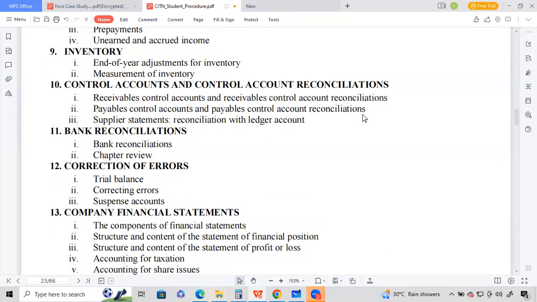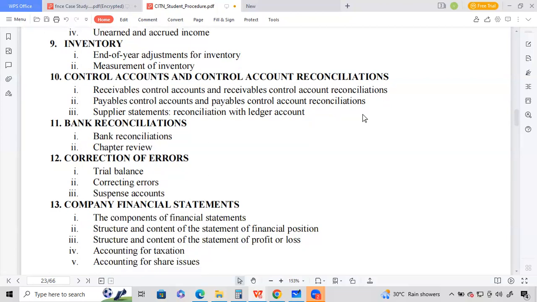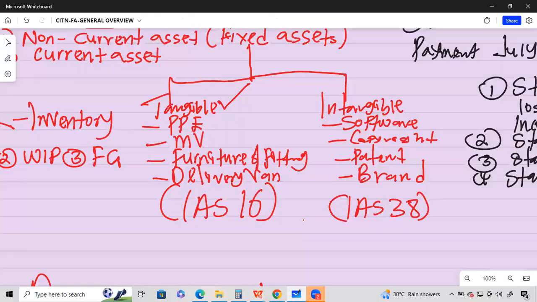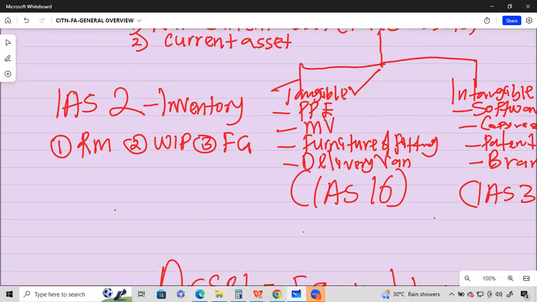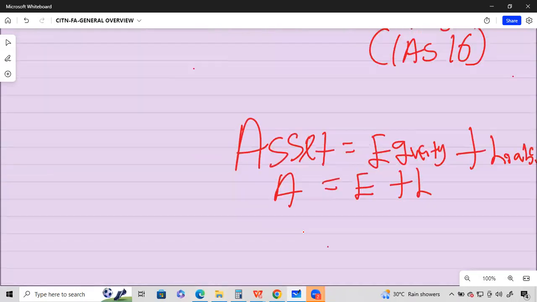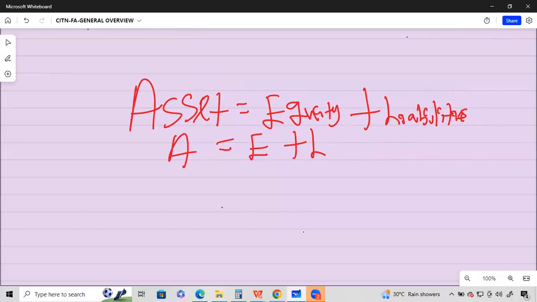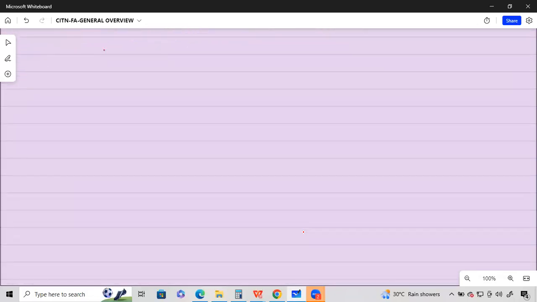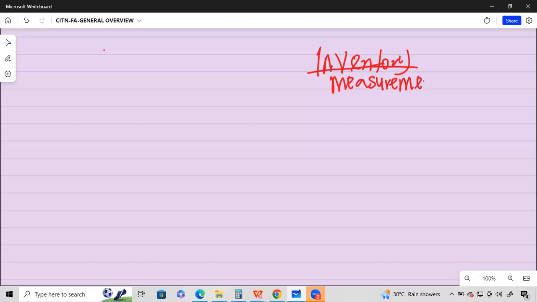Then inventory, just like I made mention earlier. The regulatory standard for inventory is IAS 2. And what IAS 2 is saying is that inventory should be measured at the lower of two things. If you want to measure your inventory in line with IAS 2, the measurement of inventory is the lower of cost and NRV.